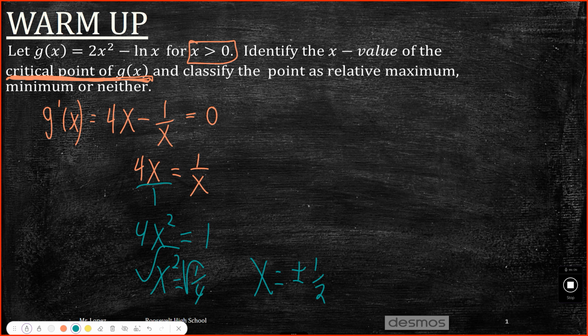And so, the only critical point would be what? The positive 1/2, because x is greater than 0. So we're only going to test x equals positive 1/2.